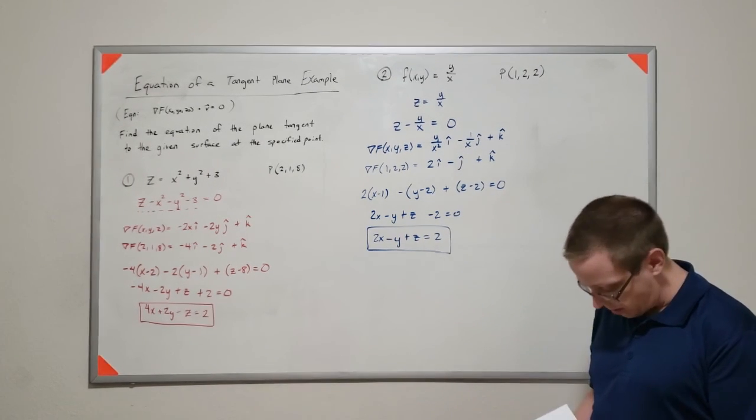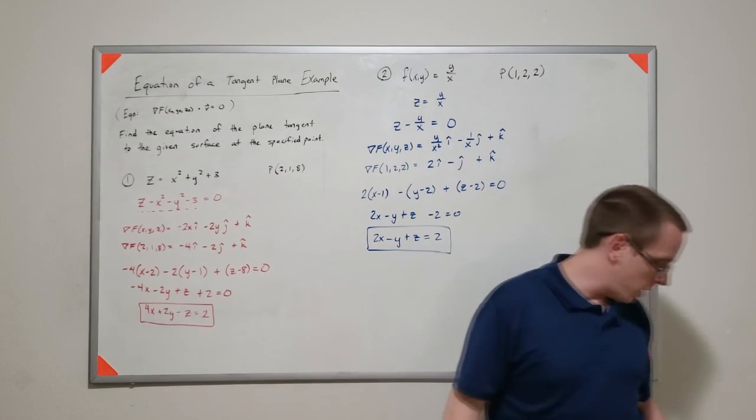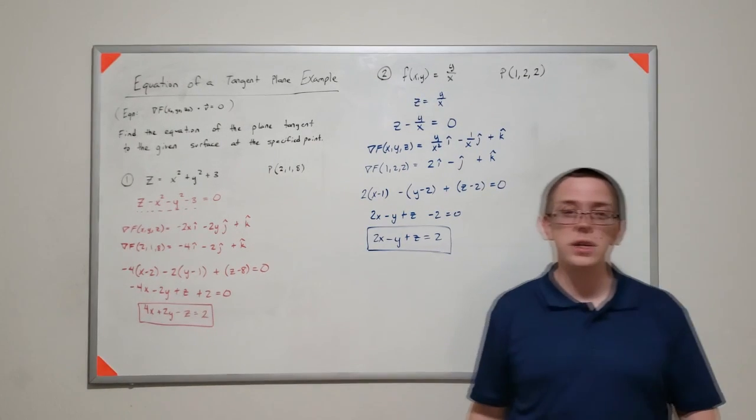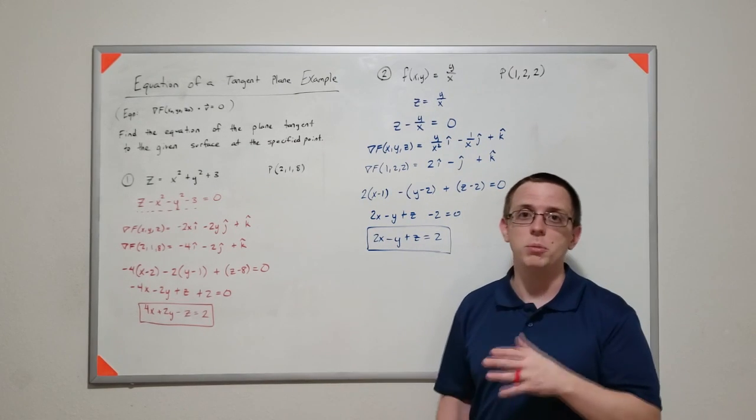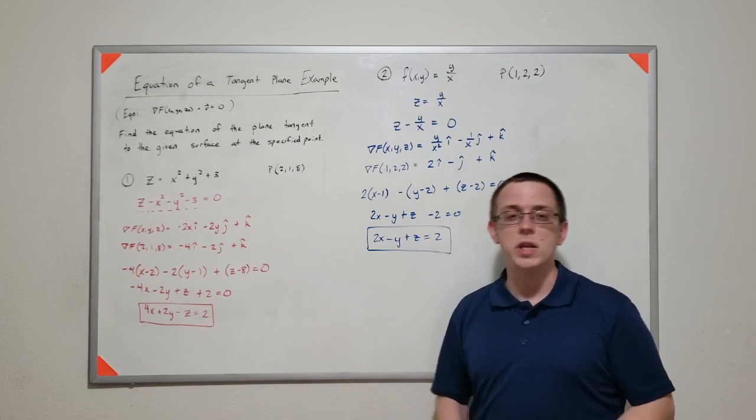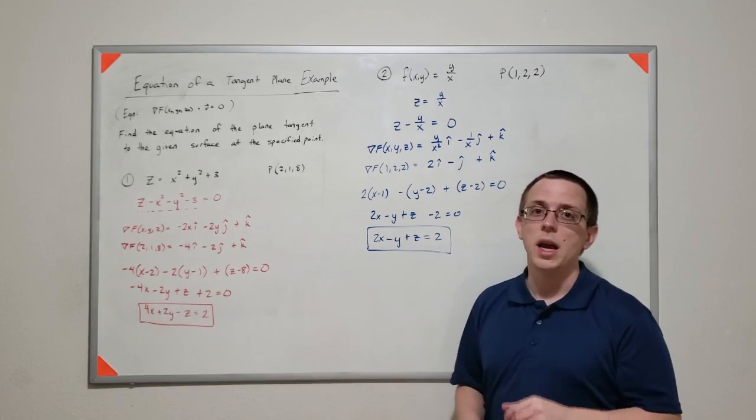Checking my cheat sheet here. Looks like it all checks out. It's hard to see, it's a little smudged. But ultimately, the equation of the tangent plane is simply just a matter of getting everything on one side, getting a gradient, and using the formula.